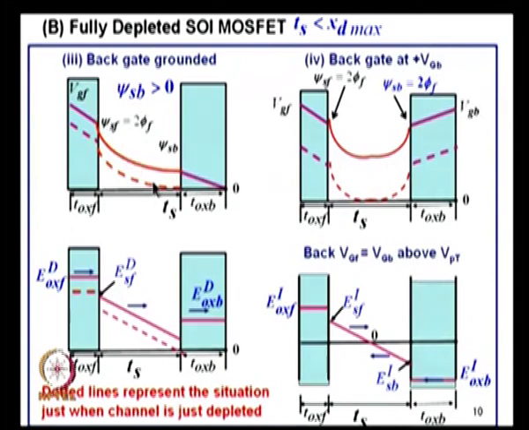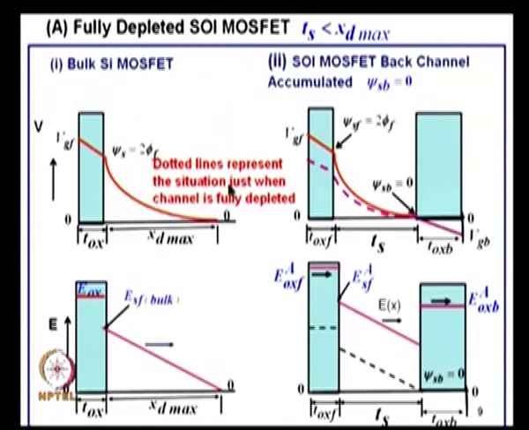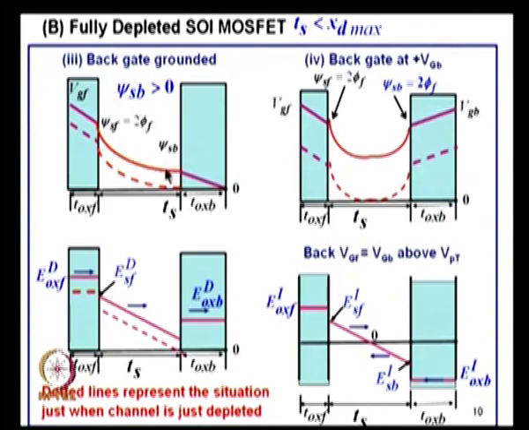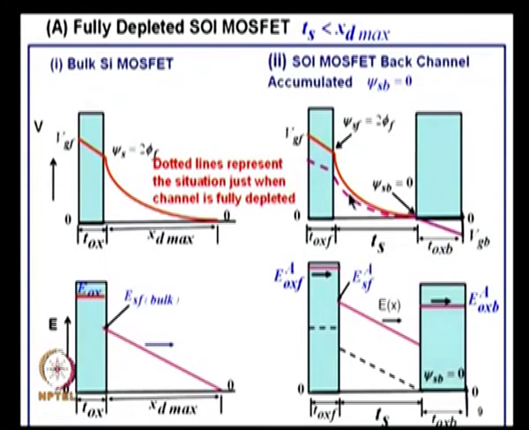So, what will you say about the field here compared to the previous case? In the previous case, the drop across the silicon was twice phi f, because this is 0, this is twice phi f. In this case, the drop across silicon, same silicon thickness, 0.1 micron, is twice phi f minus psi s b. So, the field here is smaller compared to this.